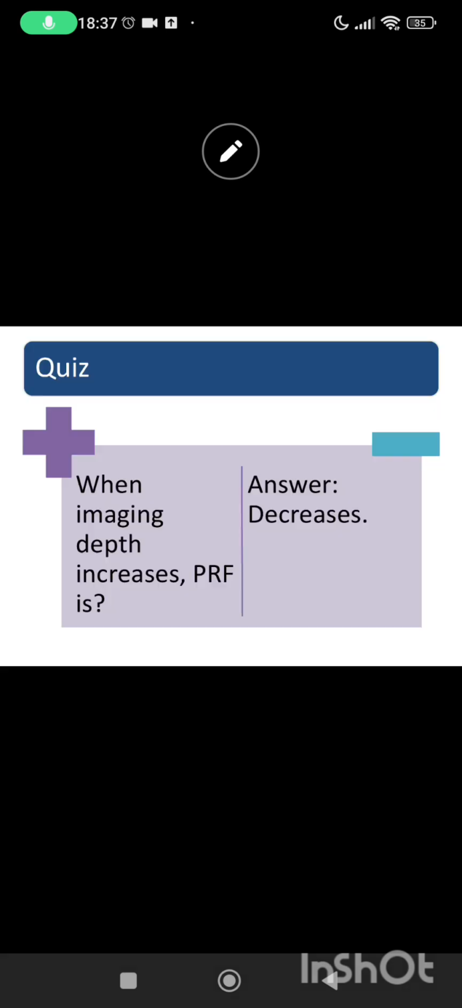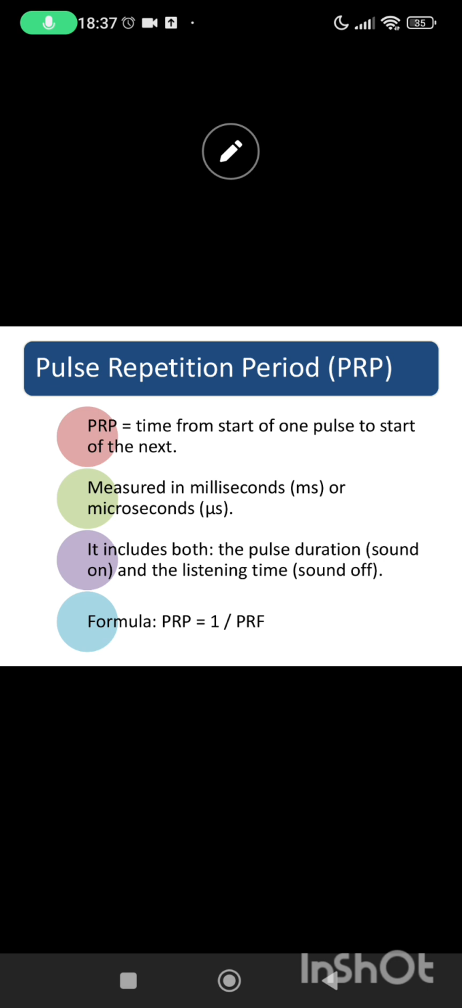So what happens when imaging depth increases? PRF? Reduces. Yes. Then PRF reduces. Okay, now next one is pulse repetition period.